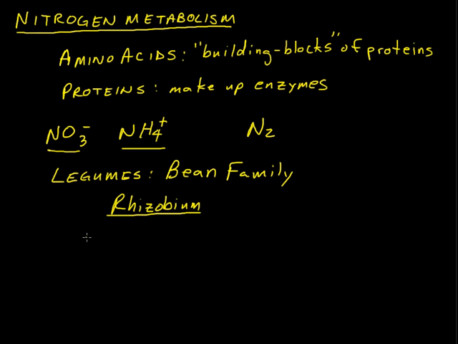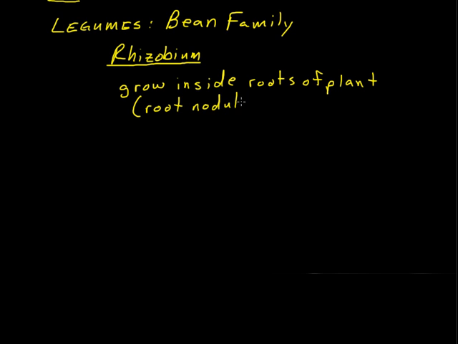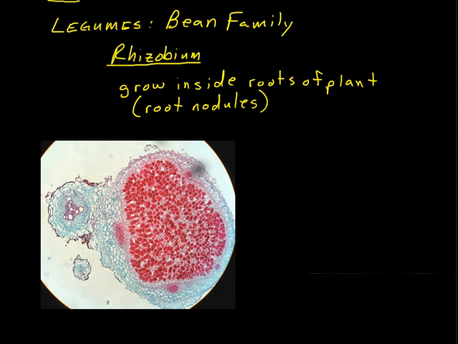Well, rhizobium bacteria grow inside of the roots of many of these species of legumes. And so we'll say they grow inside the roots of the plant, and they form little colonies inside of these roots that we refer to as root nodules, because the root swells up in these regions. And let's take a look at a root nodule. This is a cross section of a root nodule, and this portion out here would be the actual nodule.